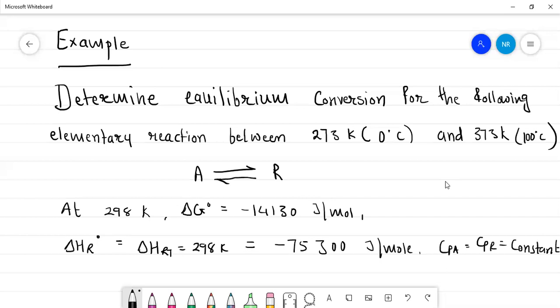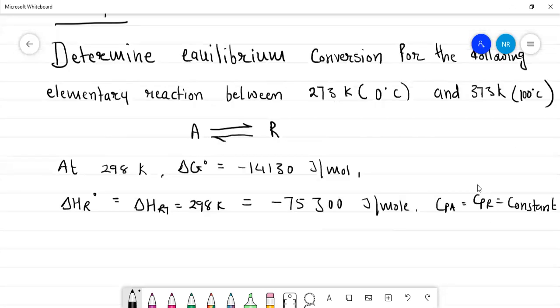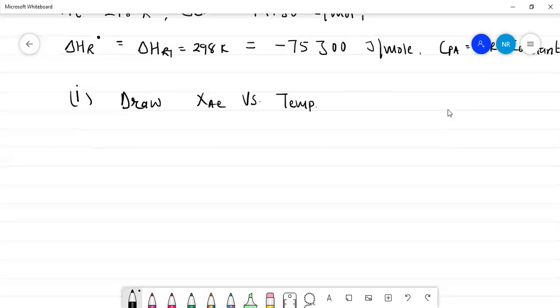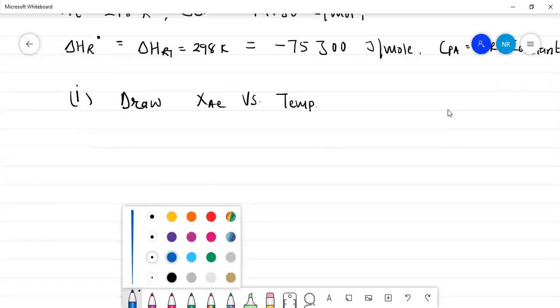We have to plot the XAE versus temperature graph. Determine, construct, or draw XAE versus temperature. Okay, so let's calculate this graph. We have to construct equilibrium conversion versus temperature. Okay, so solution.